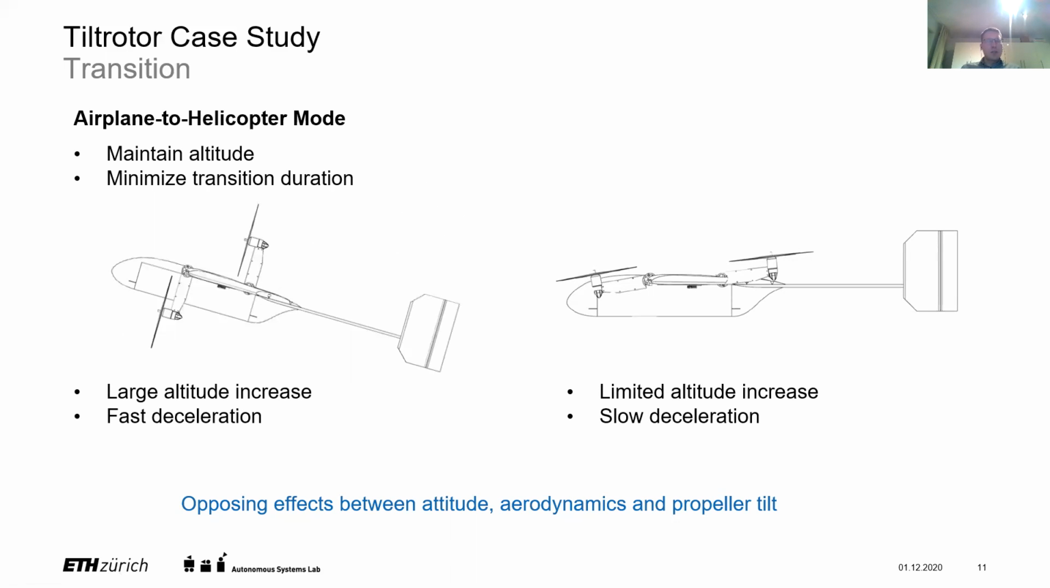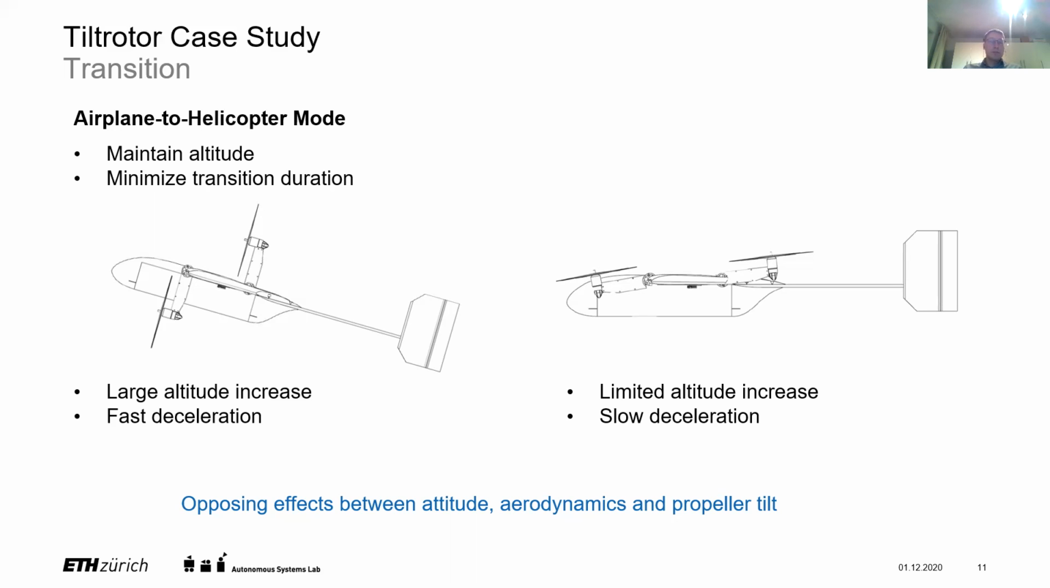A similar issue can be observed when going back from airplane mode into helicopter mode. Here, once again, we want to maintain altitude and transition somewhat quickly and efficiently. But now the main task is to slow down the vehicle. One way to slow down is to just pitch up, and thereby we increase the angle of attack on the main wing and also the drag forces. This will decelerate the vehicle very rapidly, but it will also cause quite a large increase in altitude, as you can imagine.